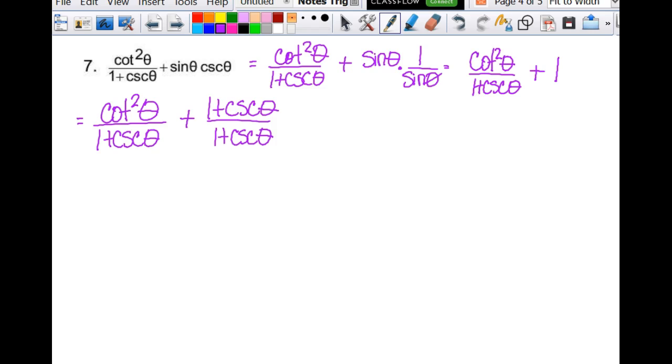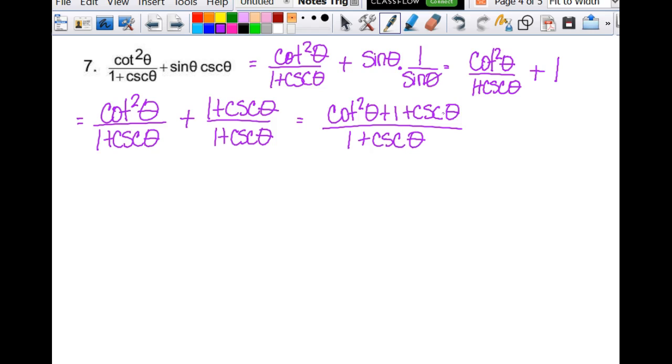So now that I have that, I'm going to go ahead and combine them. So this is going to give me cotangent squared theta plus 1 plus cosecant theta, all over 1 plus cosecant theta. Everybody understand where everything came from? So I got my common denominator. Sometimes things get worse before they get better. So it looks yuckier, but I've got that cosecant in the denominator. I have 1 in the numerator. Do I get to just cancel these out right here? No, that didn't work that way.